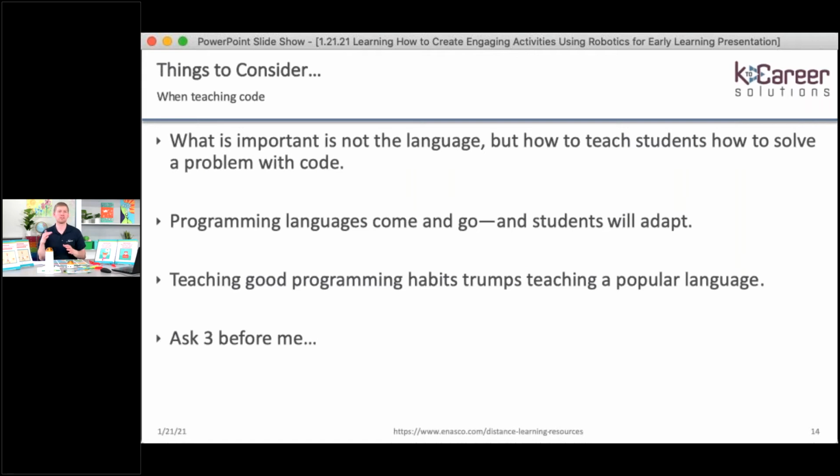So it's very important to consider that whenever you're trying to teach students in the very beginning how to code. Then we can talk about the programming languages and how they come and go. Students will adapt. Well, so will you in that circumstance, right? You will adapt to this.